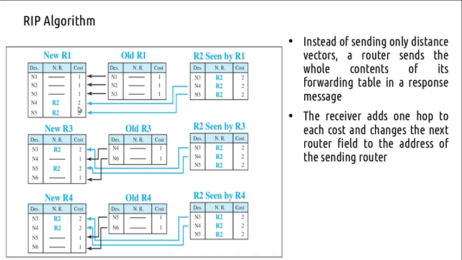Here it finds that from R2's table it gets new information that N4 and N5 could be reached through R2, and the cost involved will be 2, because I have 1 hop to R2 and then the next cost, the cost involved is 2. So there is the update, that is what is happening there.